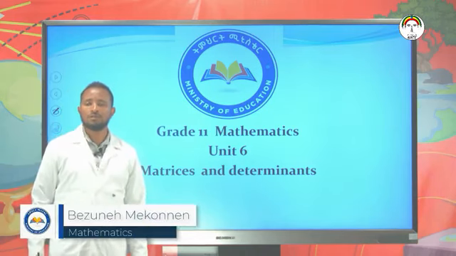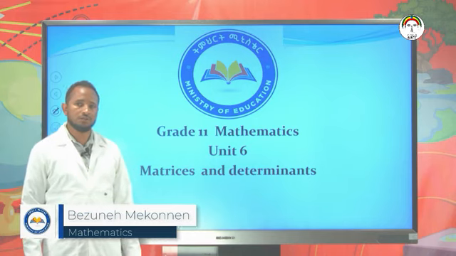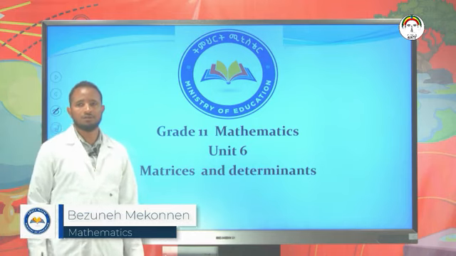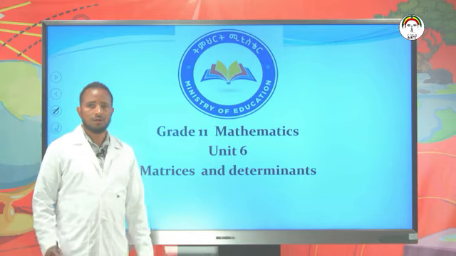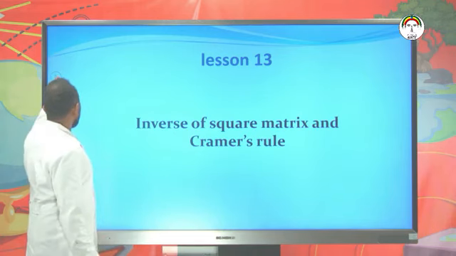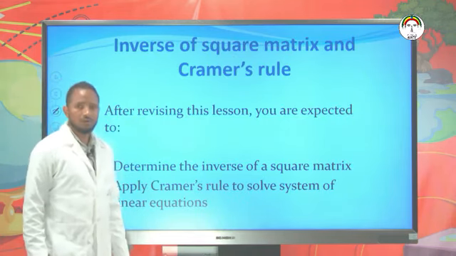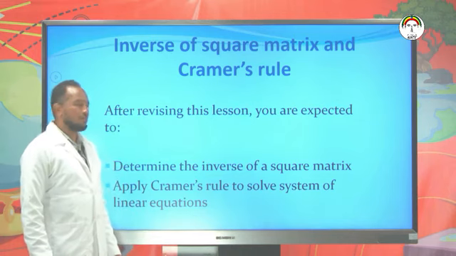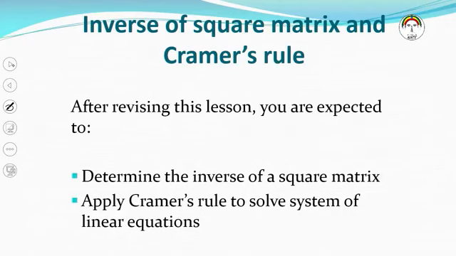Hello dear students, this is grade 11 mathematics lesson on unit 6, matrix and determinants. So today we focus on inverse of a square matrix and Cramer's rule. After revising this lesson, you are expected to determine the inverse of a square matrix and apply Cramer's rule to solve a system of linear equations. So now let's proceed to the lesson.